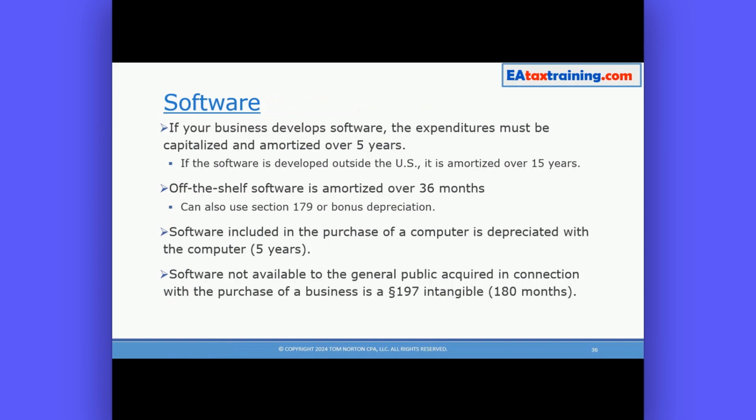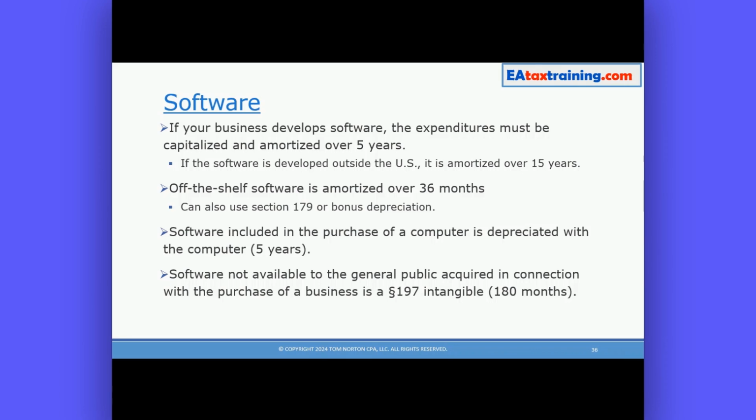Any off-the-shelf software that you purchase is amortized over 36 months. And as we talked about before, you can also use Section 179 or bonus depreciation for those. But if you have any that you need to amortize, it's done over 3 years, 36 months. Any software that's included in the purchase of a computer is depreciated with the computer. So you don't need to separate out. If you buy a PC and it's got Windows on it and some other programs on it, you don't have to separate out how much of it was the hardware and how much of it was the software. You can just put it all together and depreciate that over the computer's recovery period, which is 5 years.